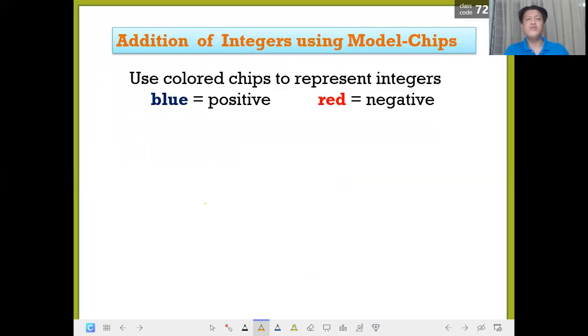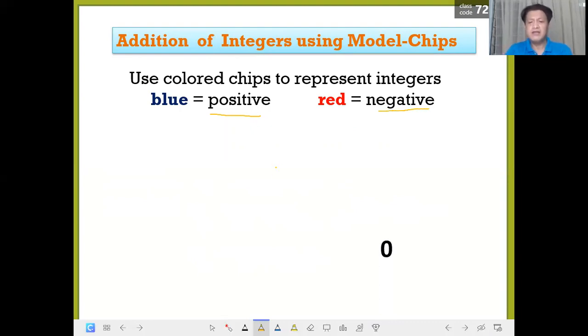Okay, so with that, we are going to do another way on how to find the sum of the given integers by using the model chips. Ginagamit ito usually sa Singaporean math. Use colored chips to represent integers. We have the blue, meaning positive, yung red, negative.